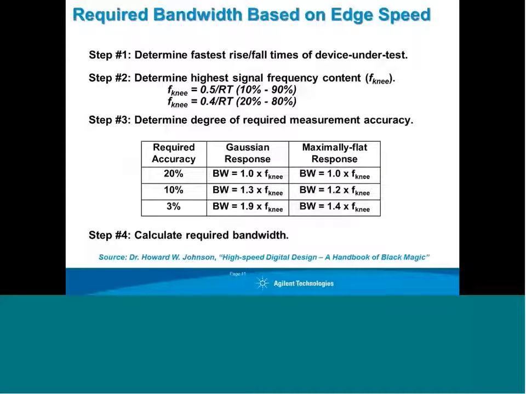Once you know the knee frequency, or what you might call the maximum practical frequency, you can then determine what bandwidth you require for measurement to make accurate measurements. Now, it depends on how much accuracy. If 20% accuracy in making rise time measurements on that signal is sufficient, then you can choose a scope with a bandwidth equal to the knee frequency. At the other extreme, if you want extreme accuracy within 3%, then you may want to choose a scope that, if it's got a Gaussian response, has 2 times that knee frequency. If it's a maximally flat response scope, then approximately 1.5 times.